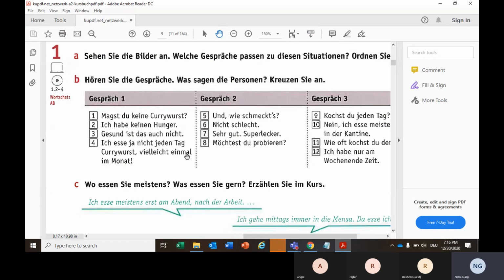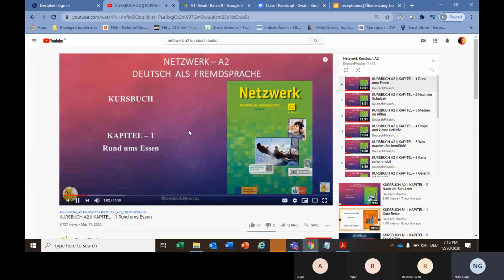Ich nehme eine Currywurst. Und du? Ich trinke nur was. Magst du keine Currywurst? Nein, das ist zu fett. Ich mag das nicht. Gesund ist das auch nicht. Ja, das kann schon sein. Ich esse ja nicht jeden Tag Currywurst. Vielleicht einmal im Monat. Isst du nichts? Jetzt nicht. Ich mache mir dann was zu Hause. Einen Salat oder so. Was nehmen die Herren? Eine Currywurst und ein Bier. Und für Sie? Für mich ein Mineralwasser.